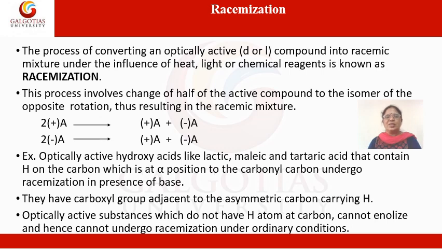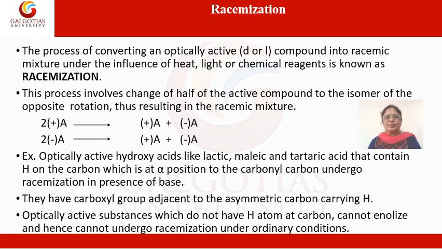So this process is called racemization. Now this process involves change of half of the active compound to the isomer of the opposite rotation, and that's how the racemic mixture is formed.